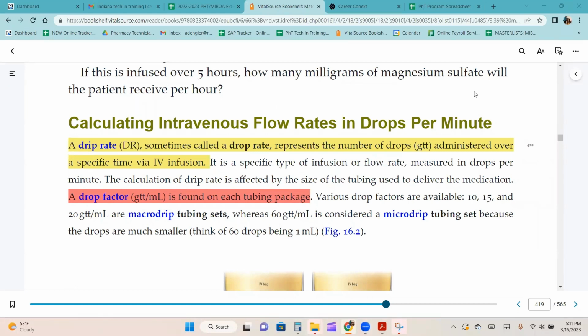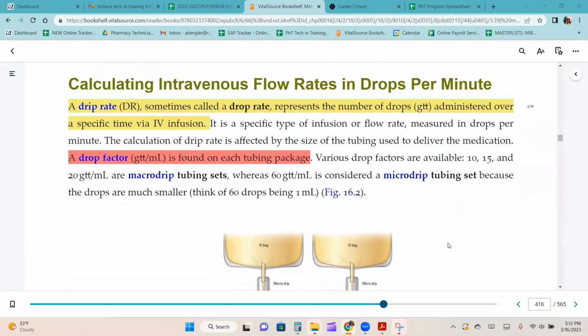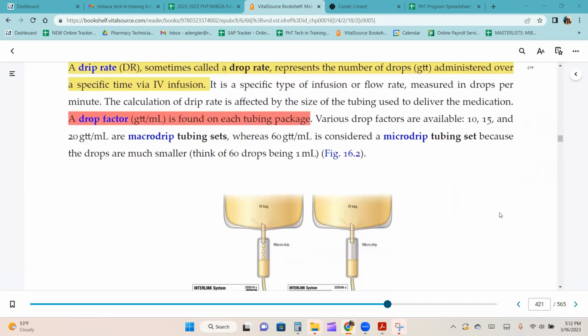A drip rate, sometimes called the drop rate, represents the number of drops administered over a specific time via IV infusion. It is a specific type of infusion or flow rate measured in drops per minute. The calculation of drip rate is affected by the size of the tubing used to deliver the medication. A drop factor is found on each tubing package. Various drop factors are available. 10, 15, and 20 are macro drip tubing sets, where 60 drops per ml is considered a micro drip tubing set because the drops are much smaller.